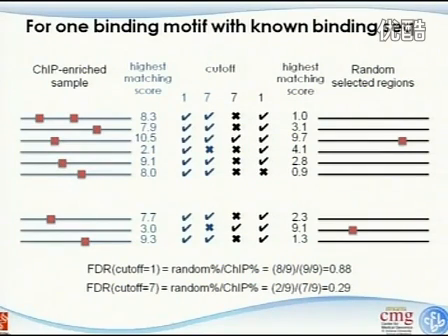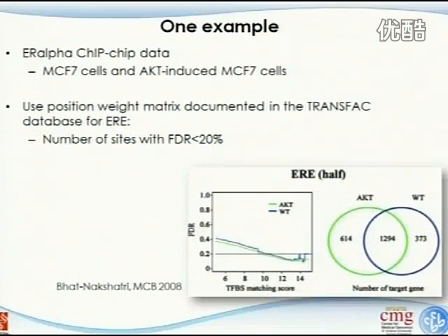So once you increase the cutoff value, the stringency of your detection, and if this represents the real binding site, you will see the FDR further dropped based on the ChIP enriched samples together with the random samples. That make sense? Okay. So this is based on one binding motif. Let me give you one example.